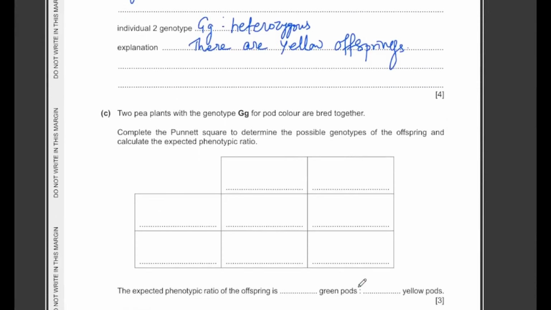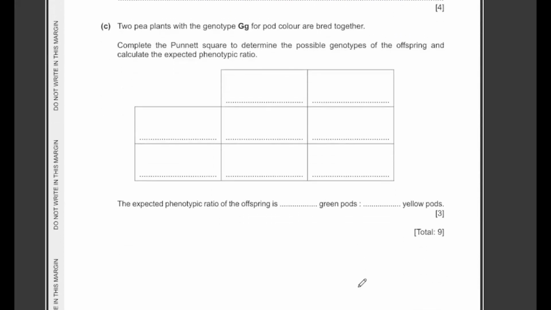Now moving to the C part. Two pea plants with a heterozygous genotype, that is capital G and small g, for pod color are bred together. Complete the Punnett square to determine the possible genotypes of the offspring and calculate the expected phenotypic ratio. Now what we will write, both the parental gametes, we will just mention first: capital G and small g, capital G and small g.